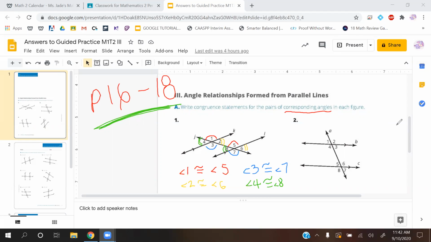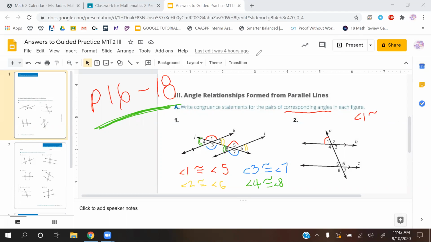So when they are in the same spot, they are corresponding angles, because corresponding kind of means they're in the same spot. With that being said, let's get on to do the next one, number 2, together. Okay, so let's start with measure of angle 1. I'll write it over here.